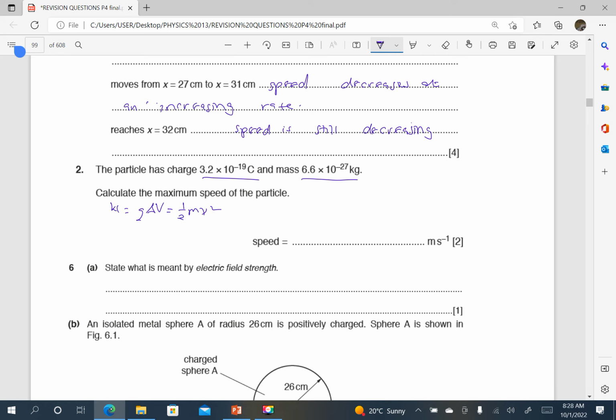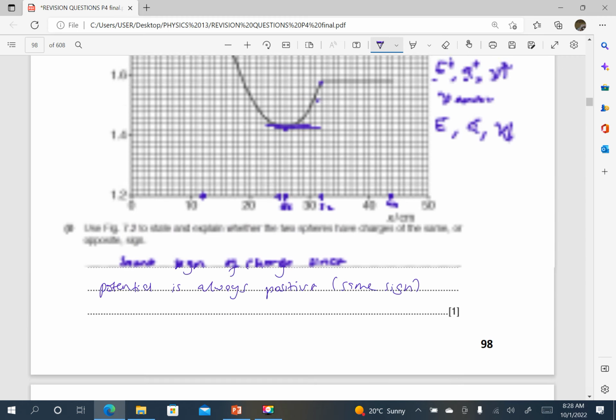The charge is 3.2 times 10 power negative 19, times the change in potential. Let's see the change in potential.